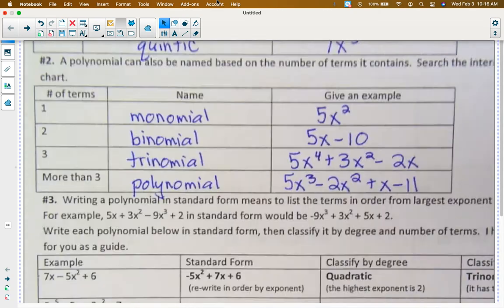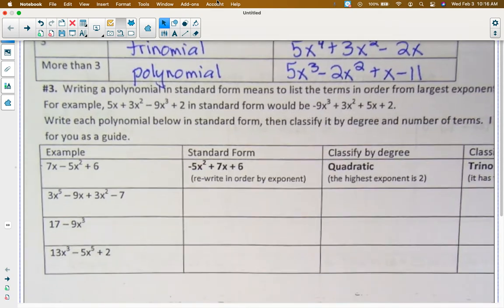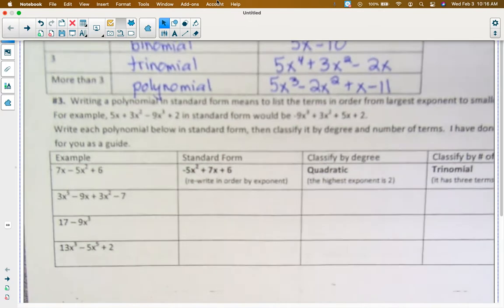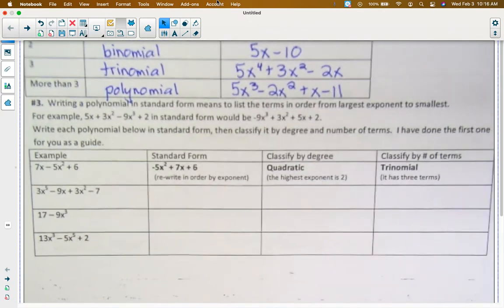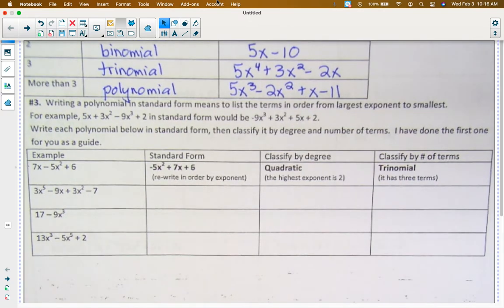All right. I have some polynomials down here. We're going to go through and write them in standard form. Standard form is going from the biggest exponent and then working your way down. We're going to classify it by the degree, and we're going to classify it by the number of terms. Now, the first one's already done for us.